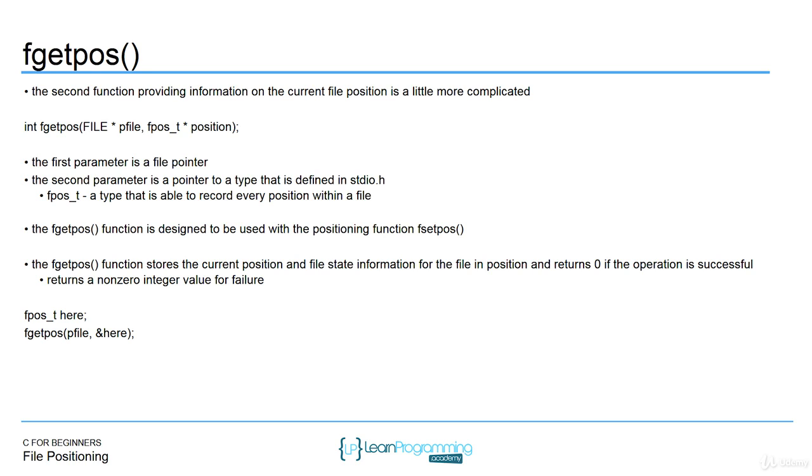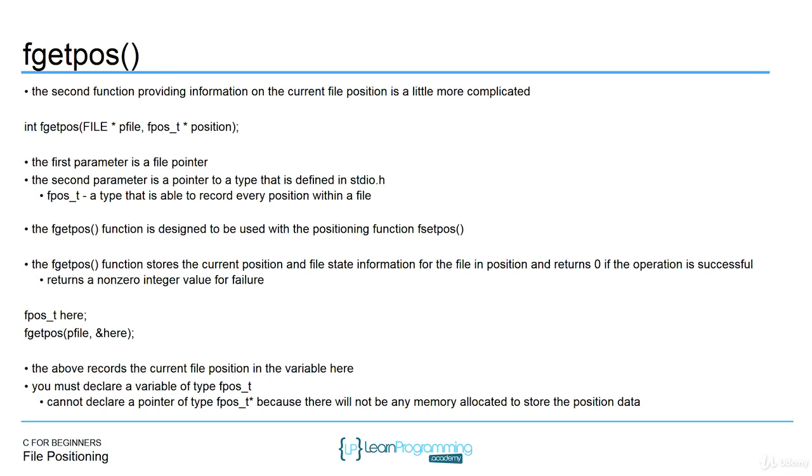So you can create a variable of fpos_t type, and here we say it's just here. Then we call fgetpos, we specify in our file pointer, and we specify in our fpos_t type. We have to pass in the ampersand, the address of, because it's not a pointer. So in this case, the current file position is in the variable here. So you have to declare a variable of type fpos_t, because that's what you pass in your second parameter. You can't just declare a pointer of the type fpos_t star, because there will not be any memory associated to store the position data.